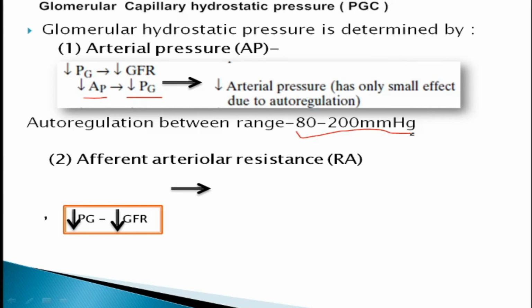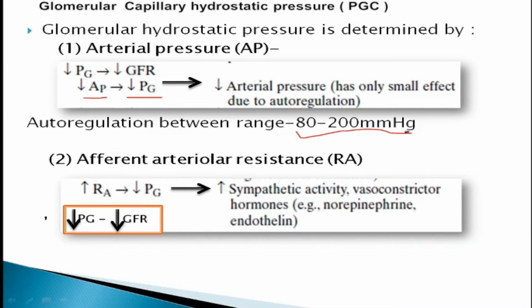The next important factor is the afferent arteriolar resistance, the resistance of the afferent arteriole. Now, how is it affecting the GFR? Just imagine, the afferent arteriole is the arteriole which is bringing blood to the glomerulus. Whenever the resistance in the afferent arteriole increases, it will decrease the renal blood flow, and therefore the amount of blood reaching the glomerulus will decrease, leading to a decrease in the hydrostatic pressure in the glomerulus. So we can easily remember that whenever there is a decrease in the hydrostatic pressure in the glomerulus, GFR is going to decrease.